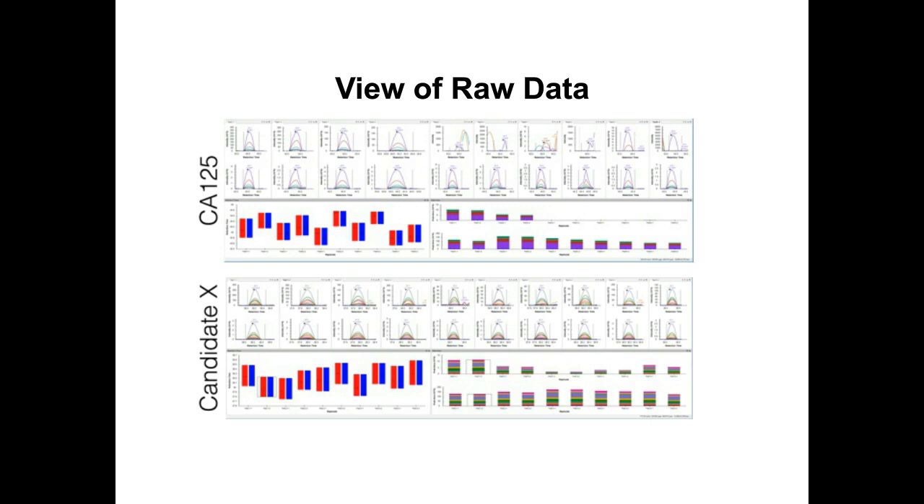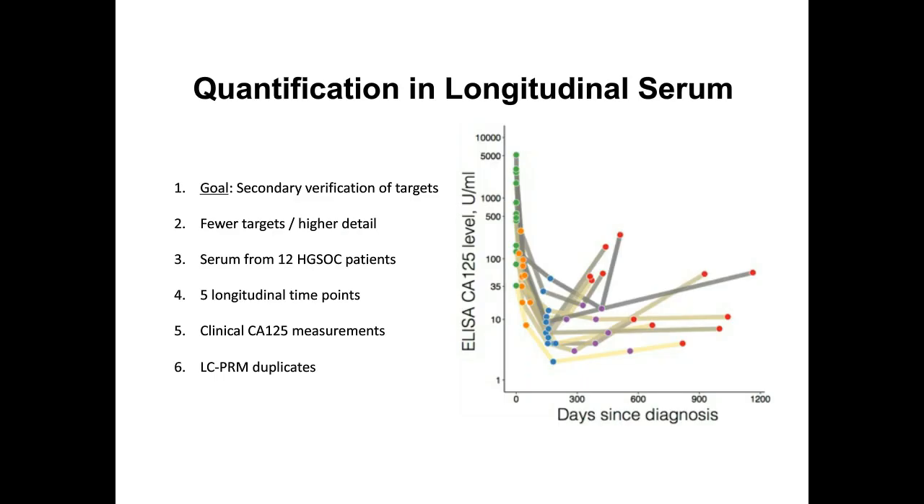Okay, so as I said, we narrowed this down to a much smaller number of candidates, and then we went into a second cohort of longitudinal samples. Now we have fewer targets, so we can spend a lot more time optimizing and tweaking parameters, which is not really feasible if you have several hundred. We have 12 additional longitudinal samples, again 5 time points, again with clinical CA125 measurement by ELISA, and again we run them in PRM duplicates.